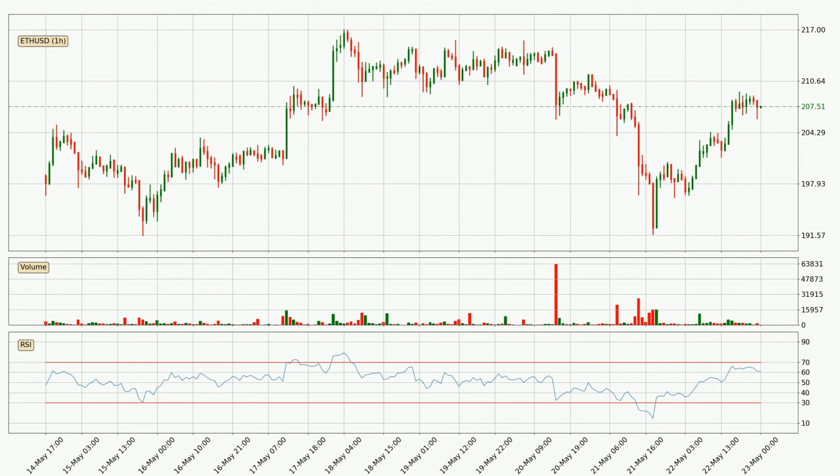Jumping to the hourly relative strength index, the current hourly RSI is at 61, so it doesn't show signs of overbought or oversold conditions at this point.